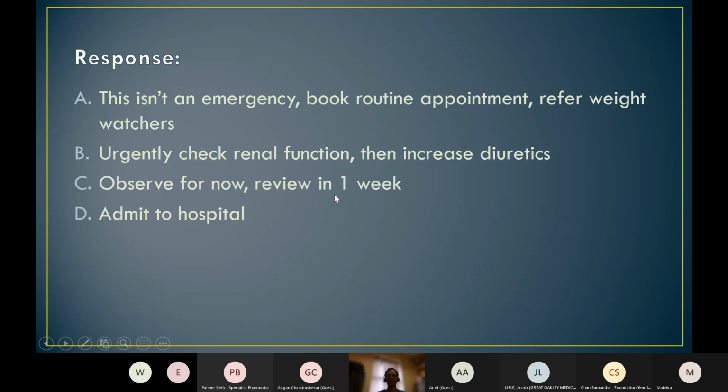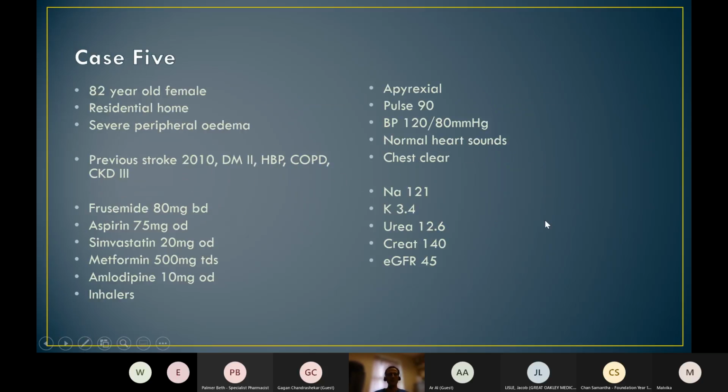She can't be observed because these patients can gain a kilo a day, and in a week's time she could be a stone overweight, and basically you're having to go for option D. So really important to spot.